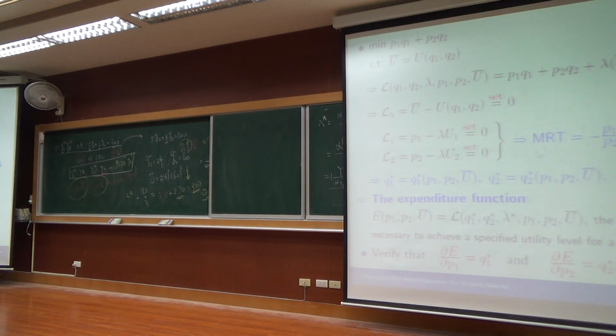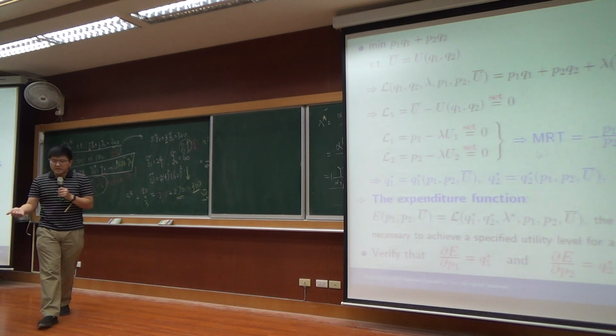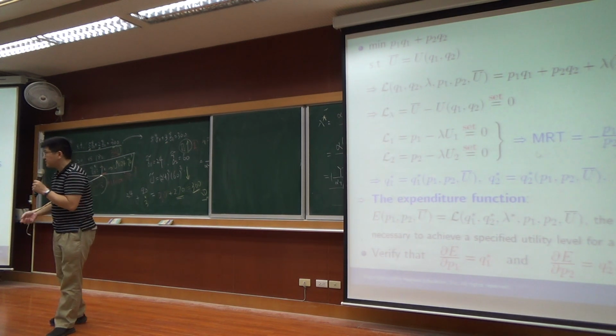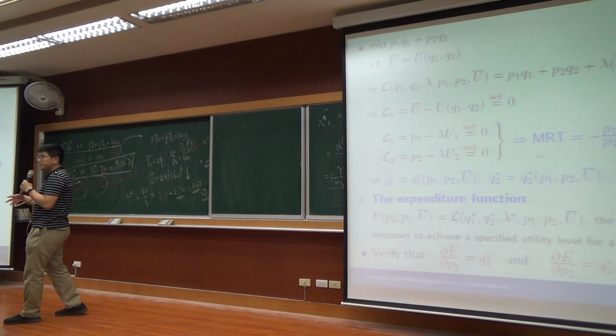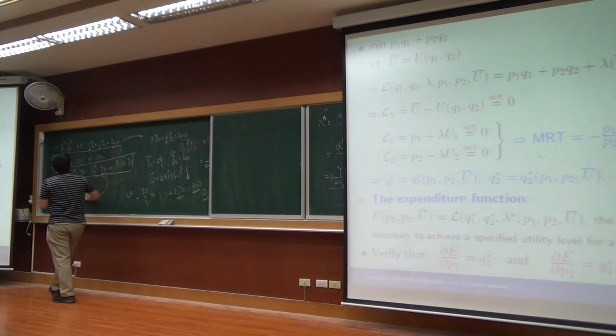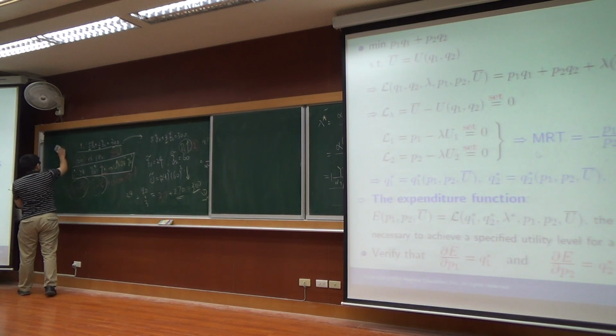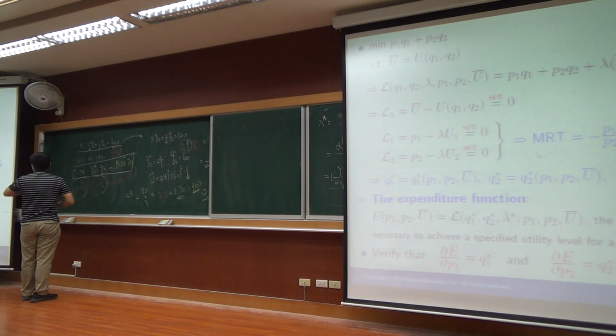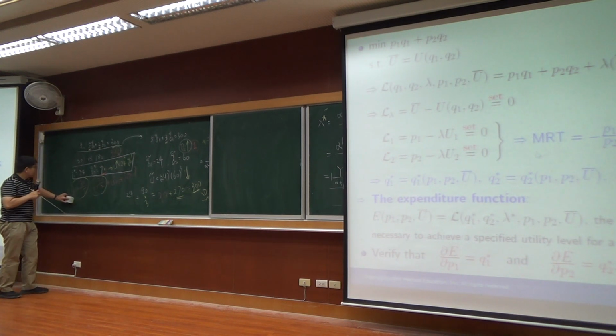Okay, this is the last slide of chapter 3, talking about the minimization problem. So we want to maximize our utility, we want to maximize our profits, we want to minimize our cost, and also we want to minimize our expenditure. So this is a problem of expenditure minimization.